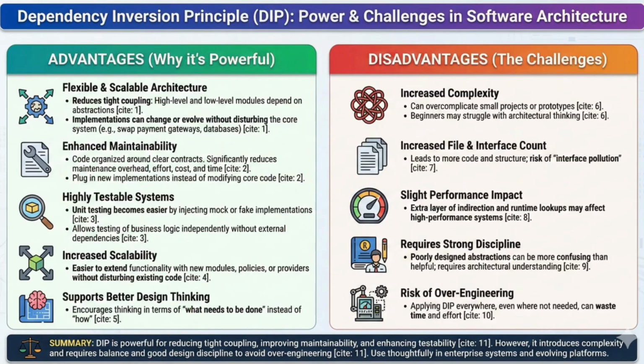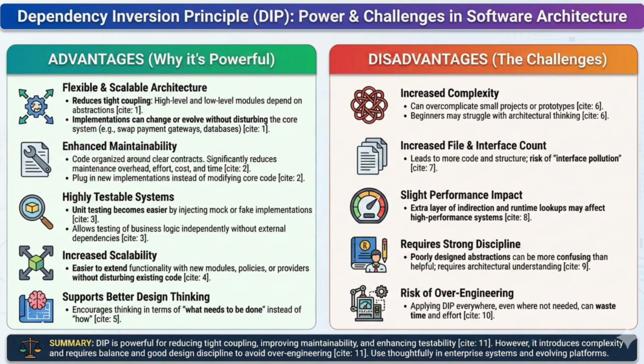With dependency inversion, instead of relying on concrete classes, both high-level and low-level modules depend on abstractions. This provides tremendous flexibility because implementations can change or evolve without disturbing the core system. The business layer becomes stable and protected, while implementation choices like databases, payment gateways, notification systems, or tax policies can be swapped anytime. Another major advantage is maintainability.